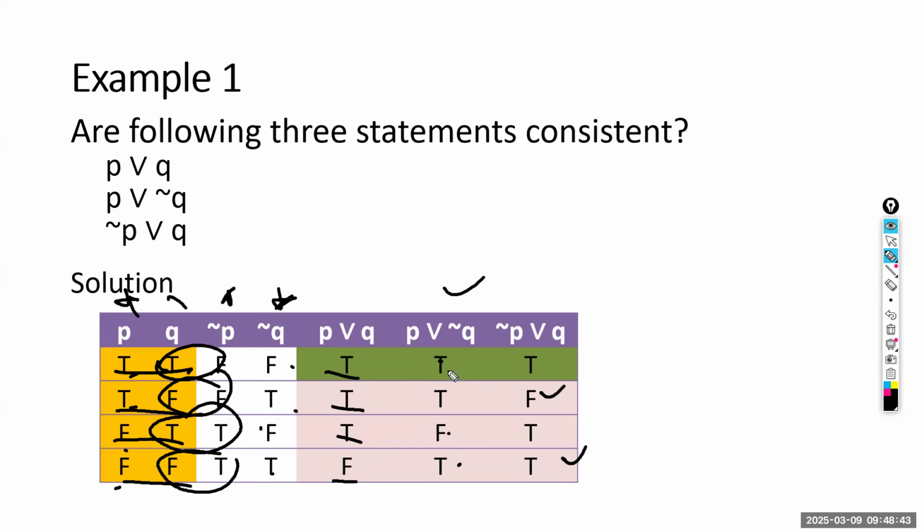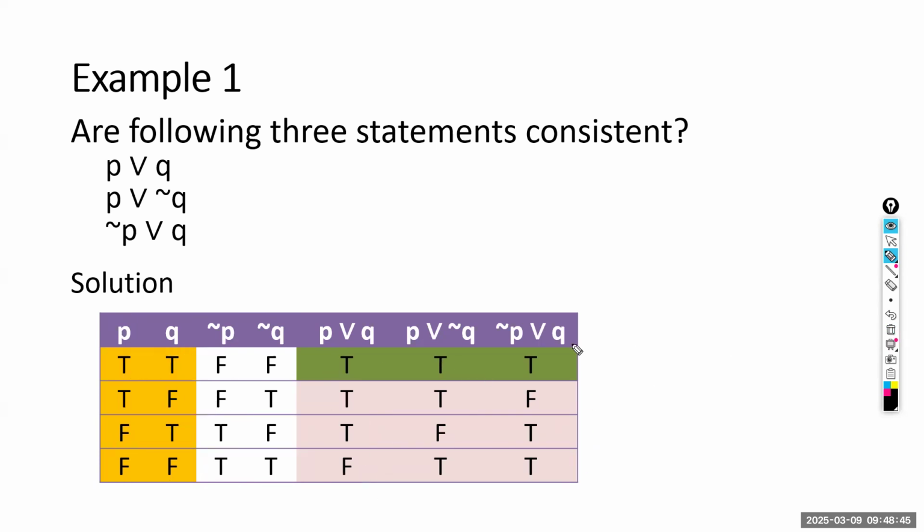Now I have the truth table. Because we want to check whether it's consistent, for these three columns, do we have any row where all three are true? Yes, we have. If you have at least one such case, that is good enough. Just one. But if you have no such row, these three statements are inconsistent.